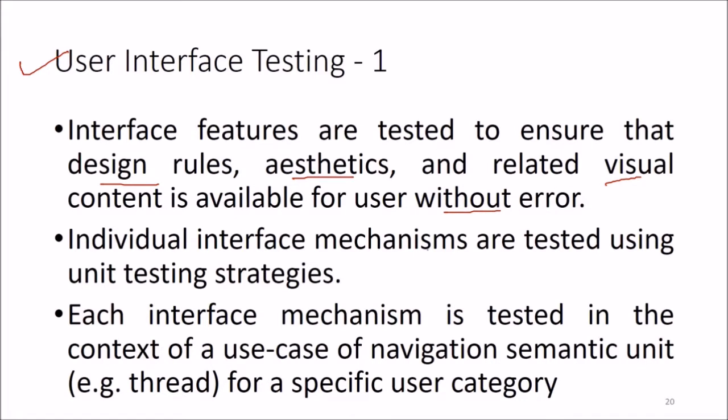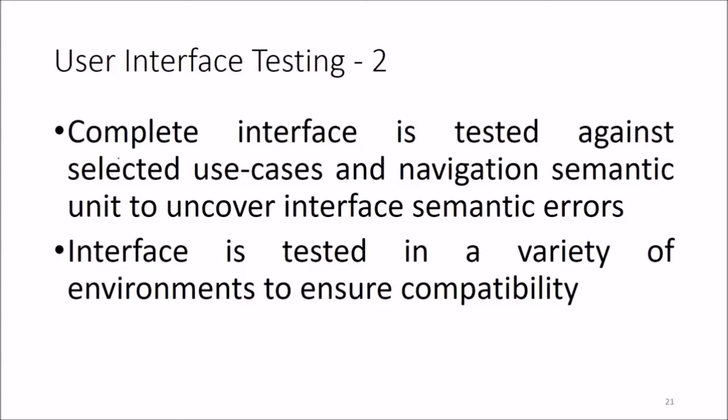The individual interface mechanisms are tested using unit testing strategies. Each interface mechanism is tested in the context of a use case or navigation semantic unit, NSU. That is, for example, a thread for a specific user category. How is your user going to use your web application? For that, an NSU is designed. So the complete interface is tested against selected use cases and navigation semantic units to uncover interface semantic errors.